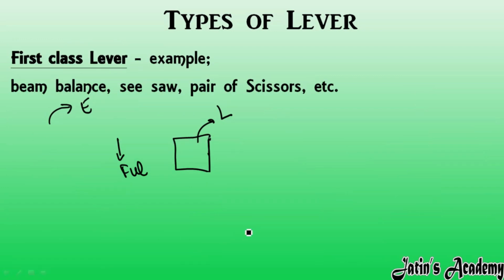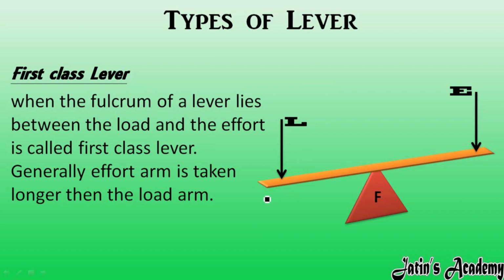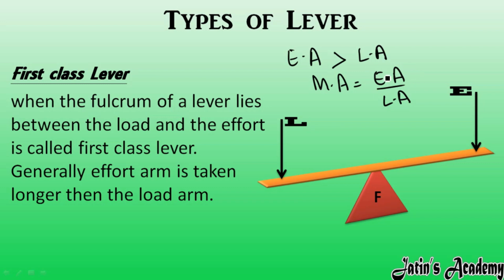In first class lever, see carefully. In a first class lever, in some cases, effort arm is taken longer as compared to load arm. If effort arm is taken longer than load arm, then what will the mechanical advantage be? Mechanical advantage is effort arm over load arm. If effort arm is more, means mechanical advantage is greater than 1.